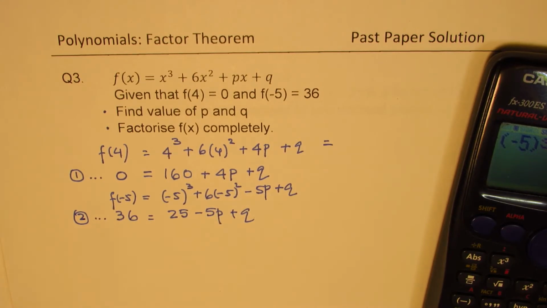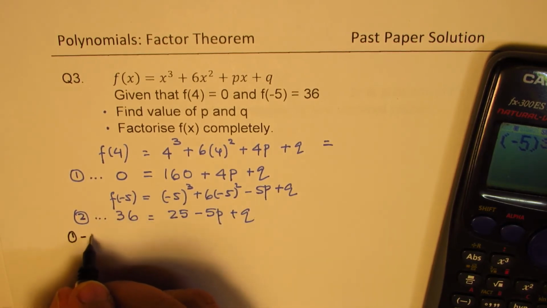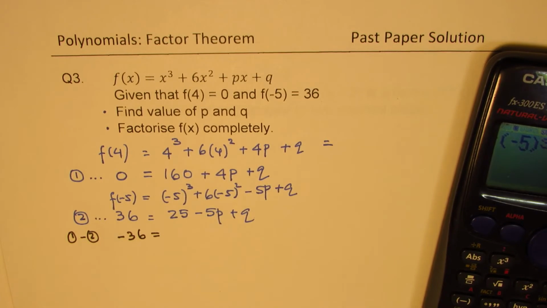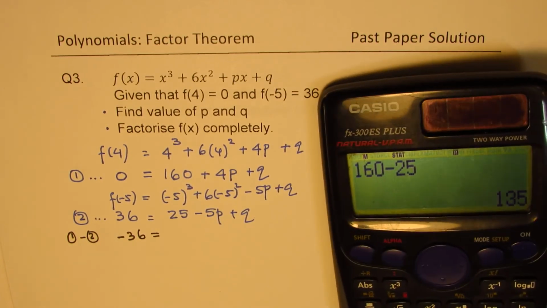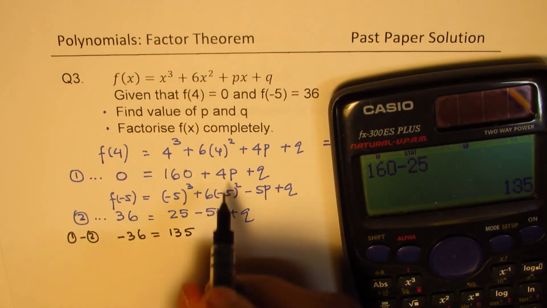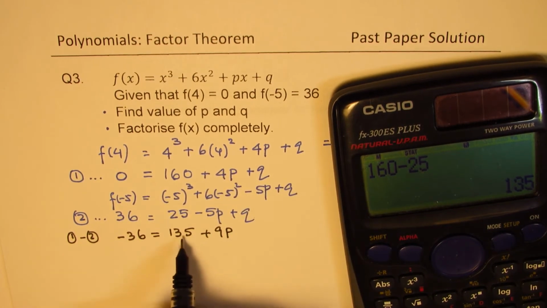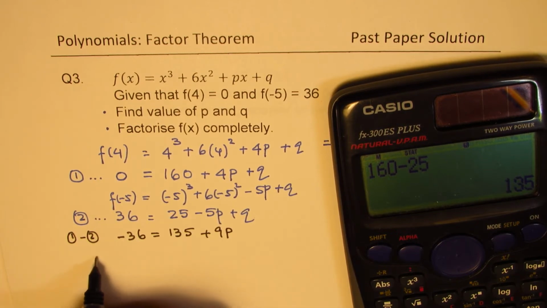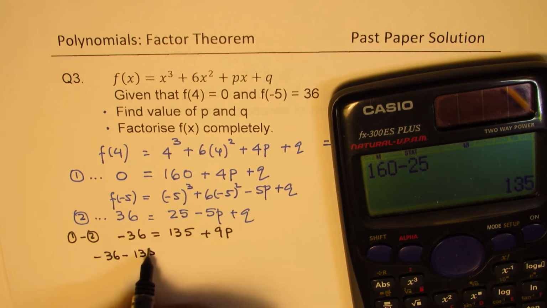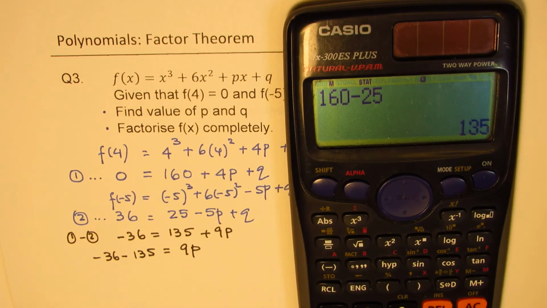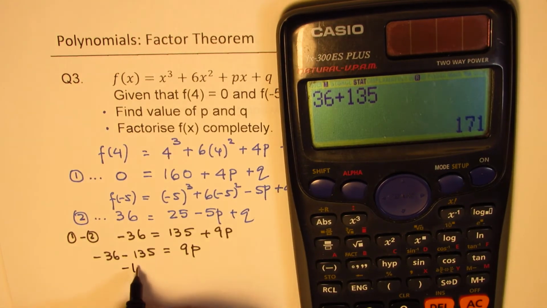Now given these two equations, we can always solve for p and q. So if I do 1 minus 2, I get minus 36 equals 160 minus 25, which is 135, 4 minus minus becomes plus 9p, and that q cancels. Taking 135 to the left side, we get minus 36 minus 135 equals 9p. So let's do 36 plus 135 and then put the negative sign. So we have minus 171.